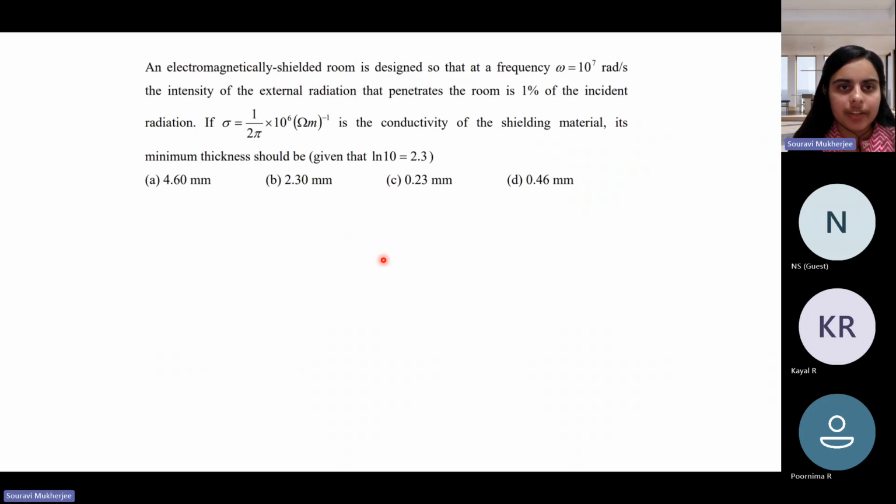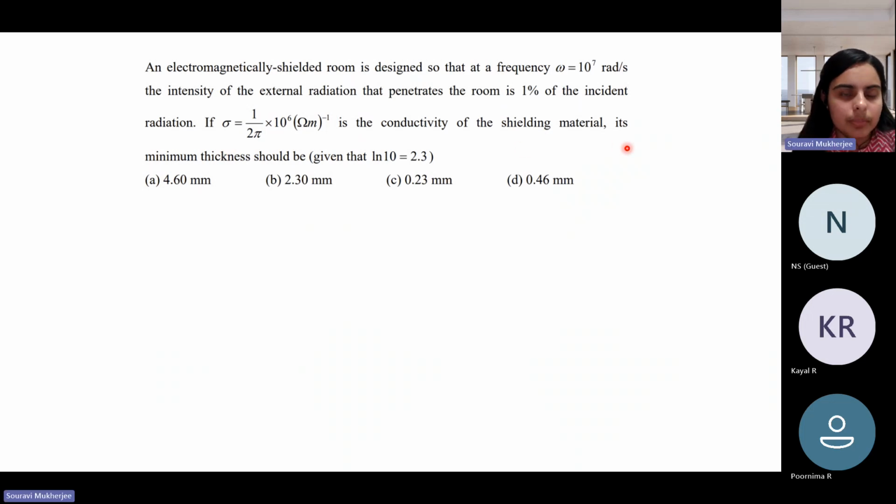So now this is another question which makes use of our discussion of how things change when you have a conductor. So now you have this electromagnetically shielded room, okay, and you know that this is your frequency of light. The intensity of the external radiation that penetrates the room is 1% of the incident radiation, okay, and this is your sigma, the conductivity of your shielding material. Now it asks for the minimum thickness so that only 1% reaches inside the room. What should be the minimum thickness of your shielding material?